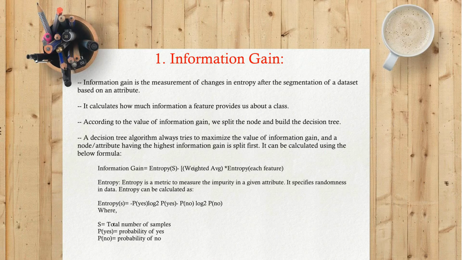Entropy is a metric to measure the impurity in a given attribute. It specifies randomness in data. Entropy can be calculated as Entropy(S) equals minus P(yes) log2 P(yes) minus P(no) log2 P(no), where S equals the total number of samples, P(yes) equals probability of yes, and P(no) equals probability of no.